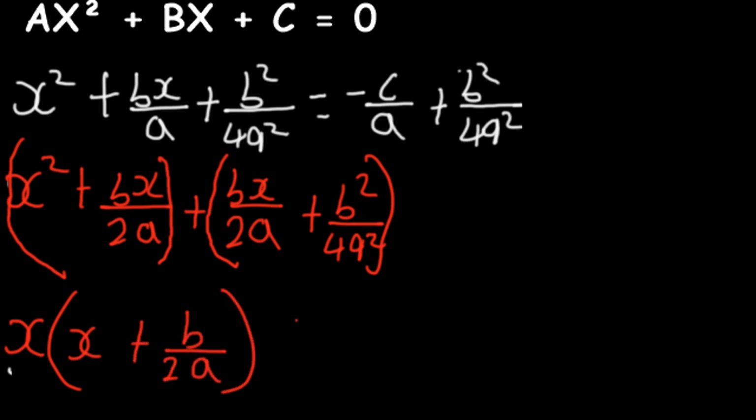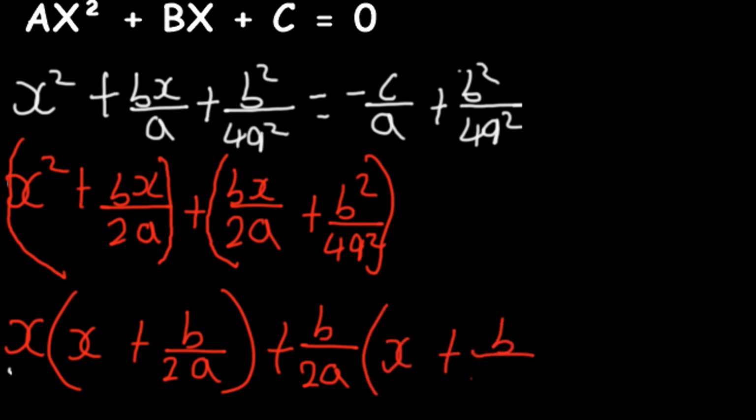Then for the right hand side, we have plus what is common? B over 2a. B over 2a is common. Then we have x plus b over 2a. Okay, so let's choose one and rewrite them.